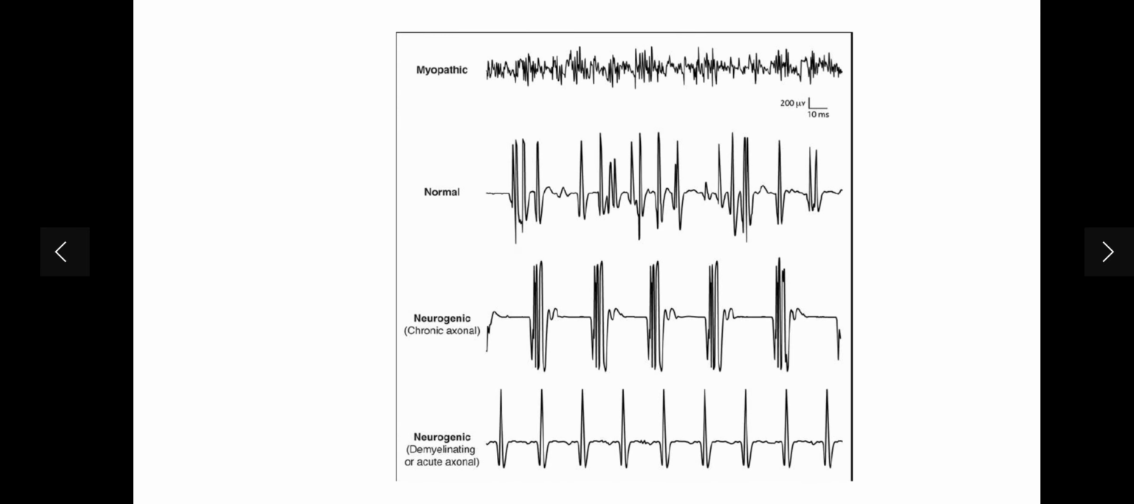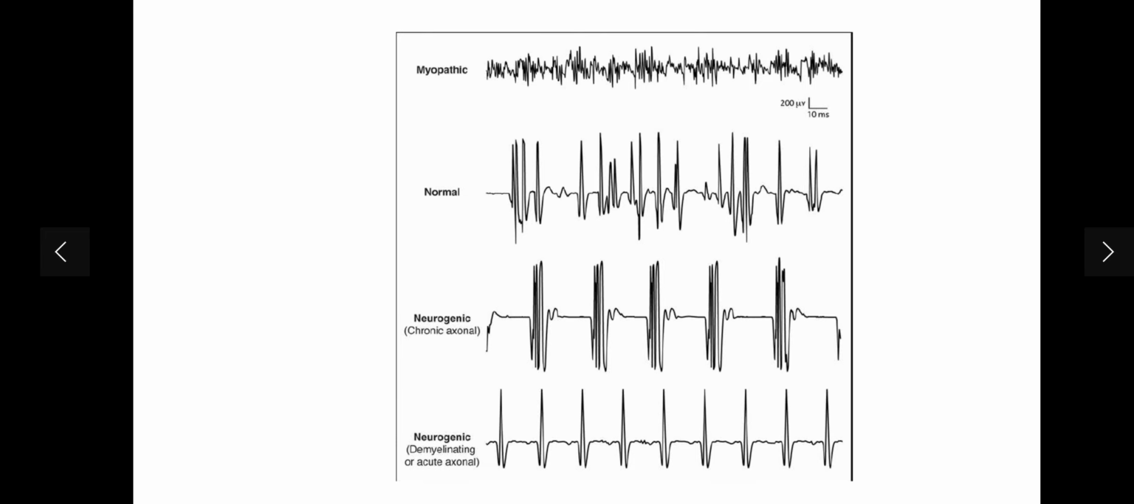Again, if you compare here between the normal and the chronic axonal loss and the acute axonal loss or demyelination, you can see the difference. With the normal pattern, you can see there are different motor units with different shapes, so different motor unit action potentials. And with the neurogenic, with chronic axonal loss, you can see it's only one motor unit firing fast, and this motor unit is higher in amplitude with more phases and longer in duration.